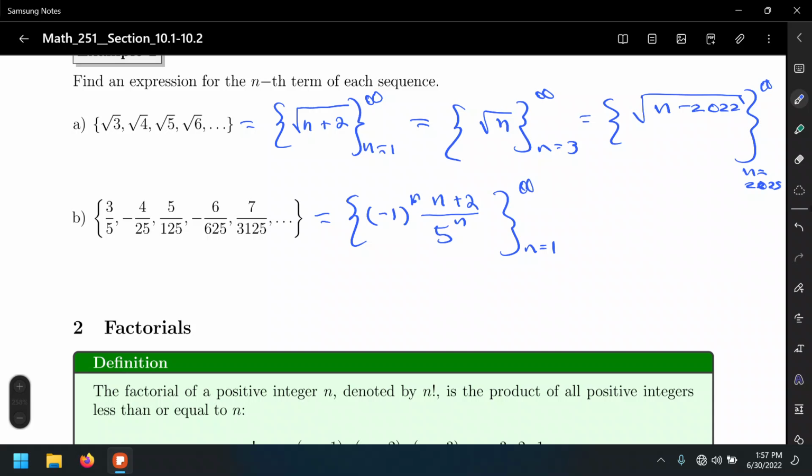Okay, what about the power of -1? Would just n be fine? I mean, n equals 1, -1 to the first power. That's going to give me a negative. So what do we need in this case? n plus 1. All right?